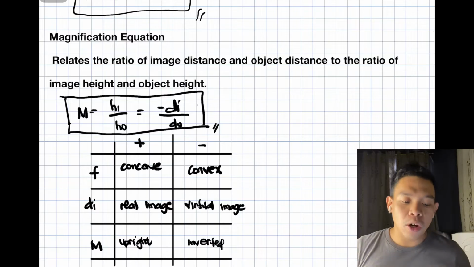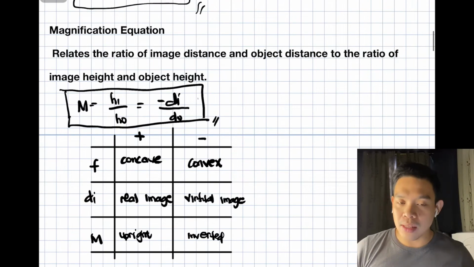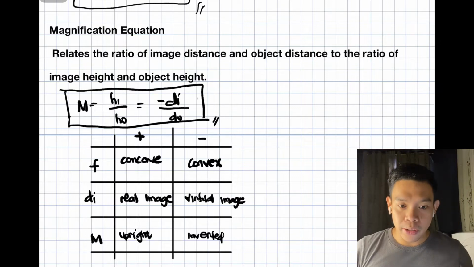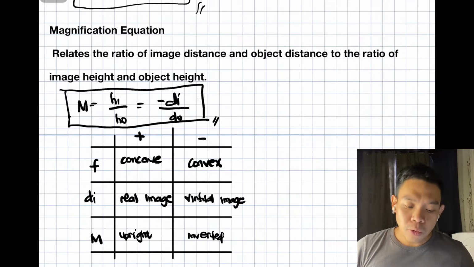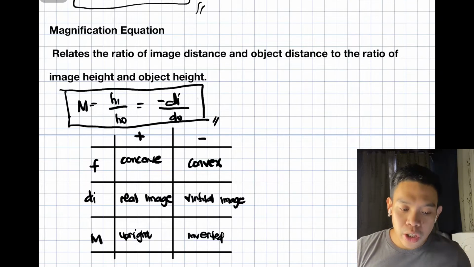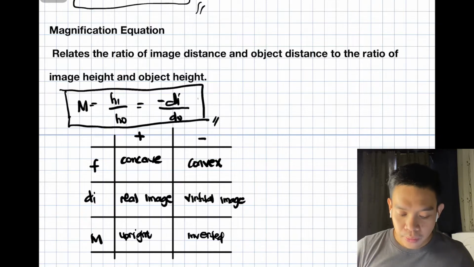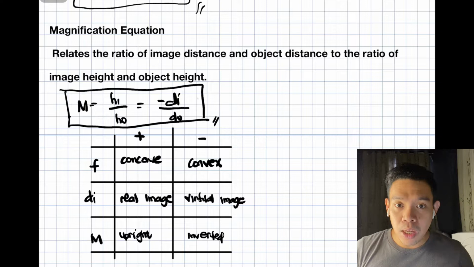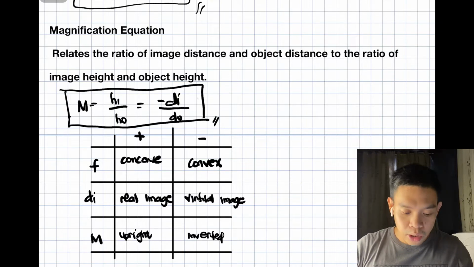If the focal length of a given problem is positive, that gives us a concave mirror. But if the focal length given in the problem is negative, then that is a convex mirror. Likewise, if the image distance is positive, it's a real image. But if it's negative, that is a virtual image. If the magnification of the image is positive, the image is upright in orientation. And if the magnification is negative, the image is inverted.